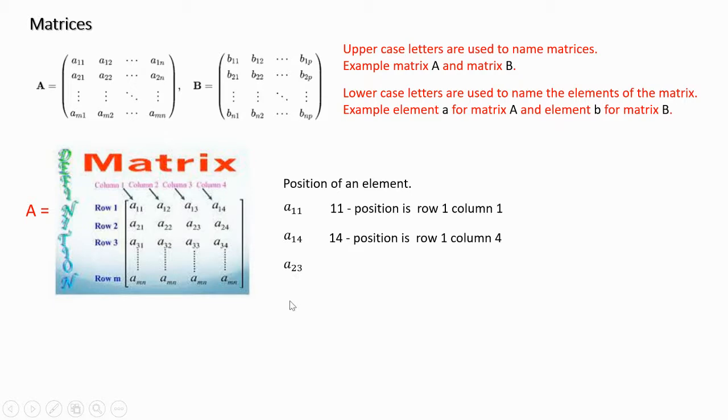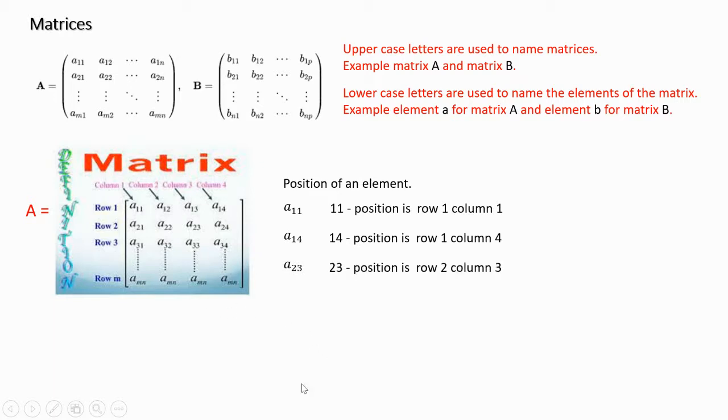So what do you think a23 is? Anybody? a23? It's not row 1, column 23. It will be right here. So it should be row 2, column 3.